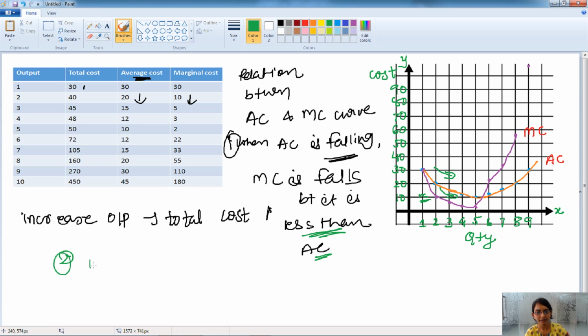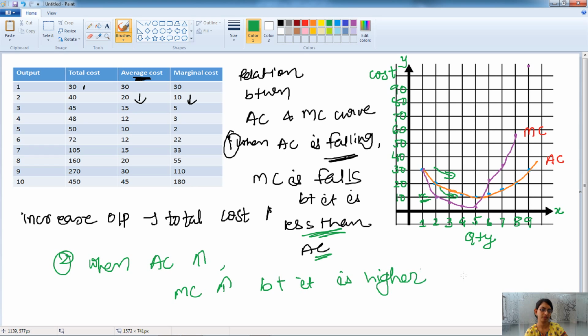And the second relation is when the average cost curve is increasing, MC is also increasing, but it is higher than the AC. Here AC starts increasing, so MC is also increasing, but it is higher than the AC. Here we can see that after 10, the average cost is increasing, that is 12, 15, 20, 30, 45, etc.